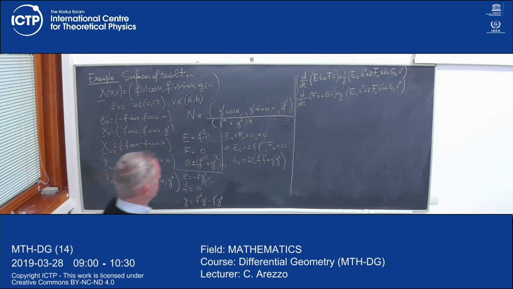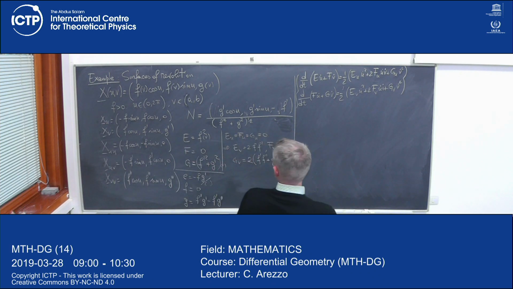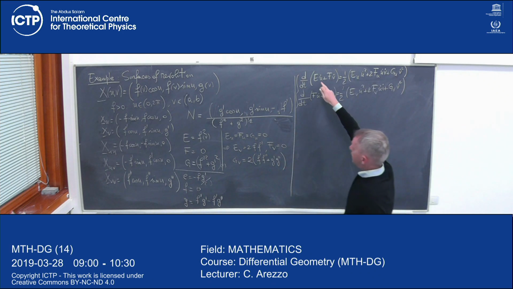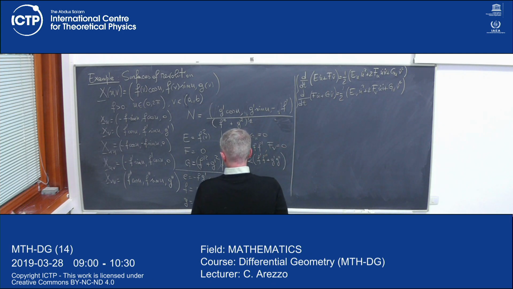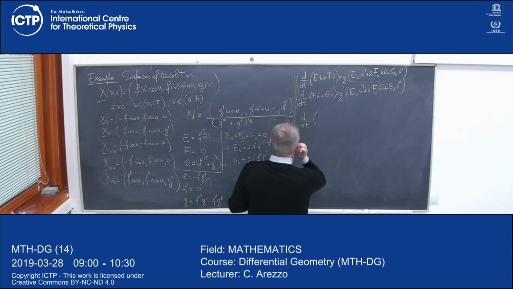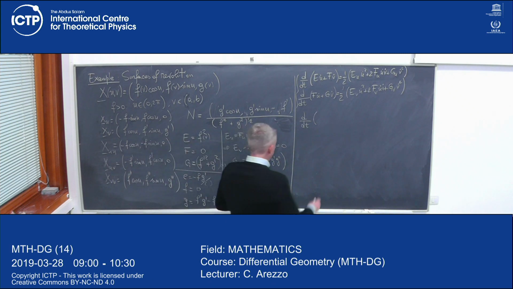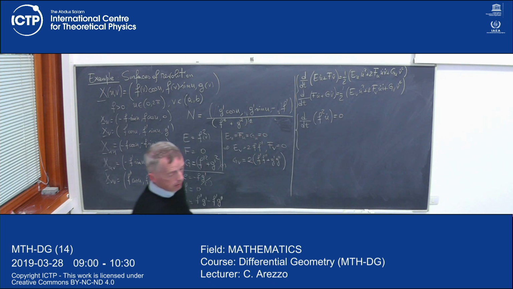So how does the system look now? The first equation is the nicest one, because F is 0 and everything else disappears. What I'm really left with is d/dt of (f squared times u dot) is equal to 0. Okay, so this is the nice one, and then there is the bad one.